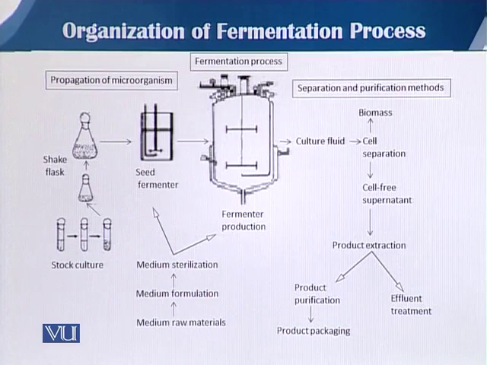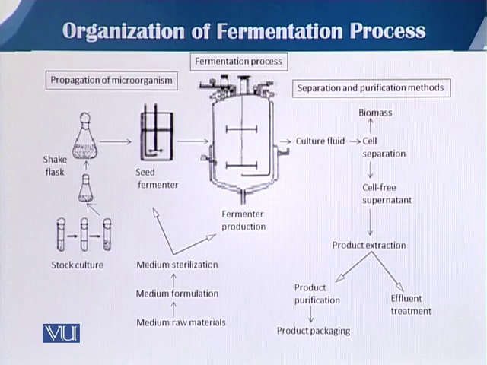In this picture, you can see the different steps involved in the fermentation process. Starting on the left side from the stock culture, then on a small scale you grow the medium, then there is inoculum development, then a seed fermenter, and that goes into the production fermenter. But below there is a medium, raw material, then formulation, then sterilization, and then you put it in the seed fermenter as well as in the production vessel.